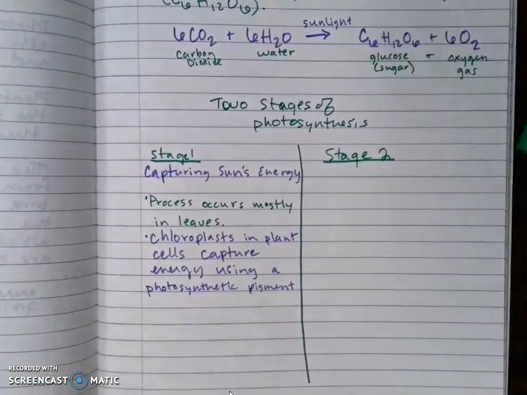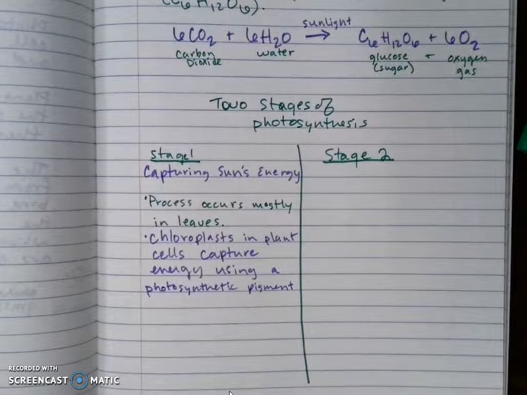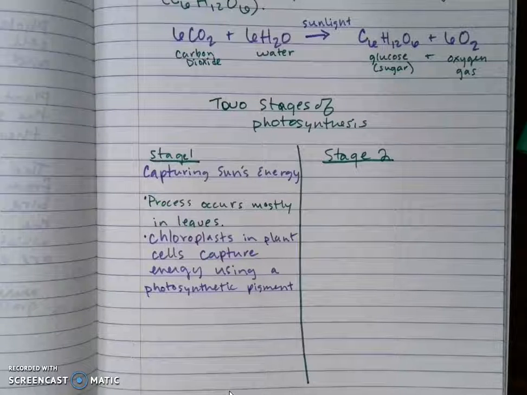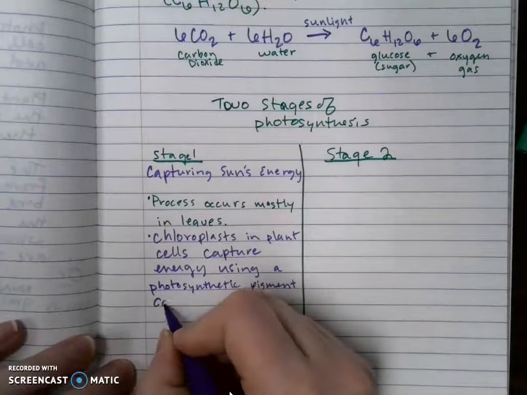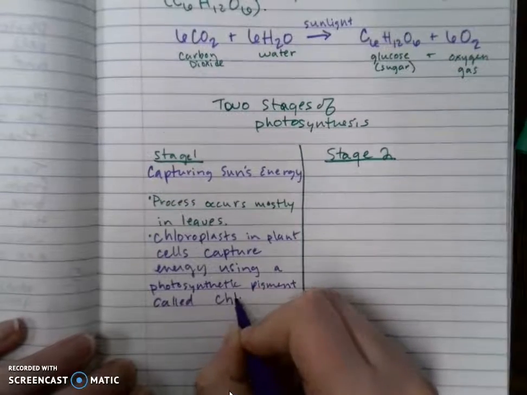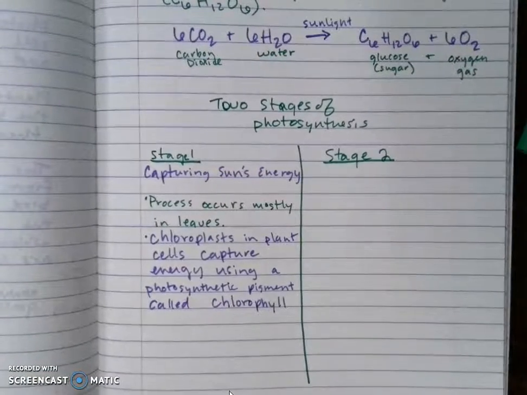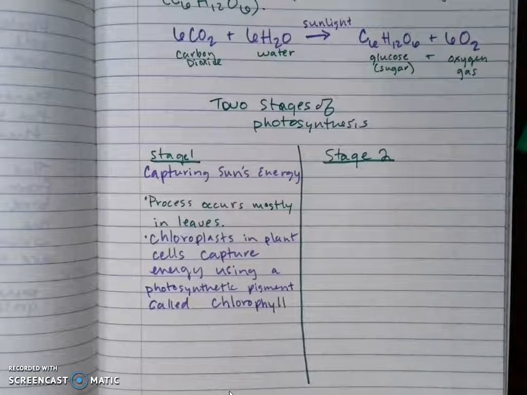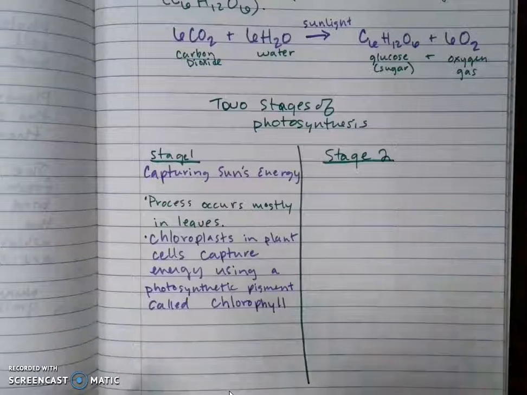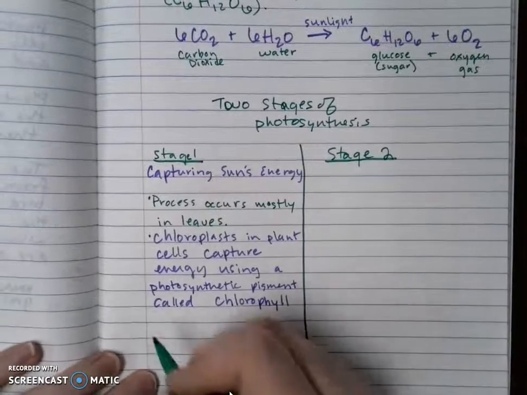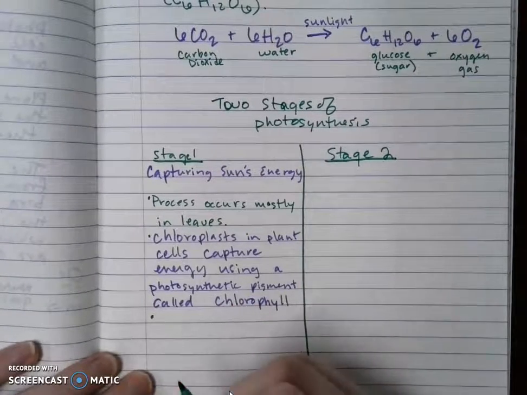Okay, that's a big word. That means it absorbs sunlight. So it is a pigment, a molecule in the chloroplast that captures the sun's energy. Okay, and that pigment is called chlorophyll. All right, and chlorophyll is found inside that chloroplast. Okay, I know that those two words are very similar and it could get confusing, but we're going to do our best to keep that from happening.